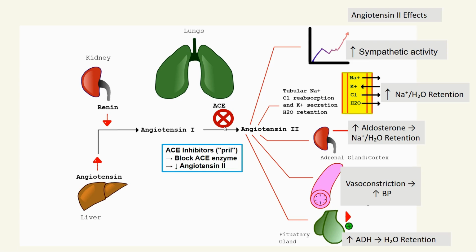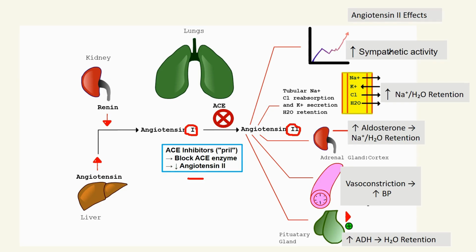So ACE inhibitors work by inhibiting the enzyme, that is angiotensin converting enzyme, and by blocking this enzyme you prevent activation of angiotensin 1 to angiotensin 2. Angiotensin 2 is a strong vasoconstrictor. Angiotensin 2 also has other major functions.